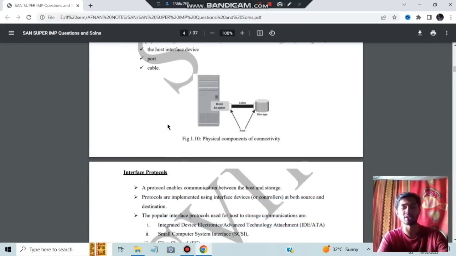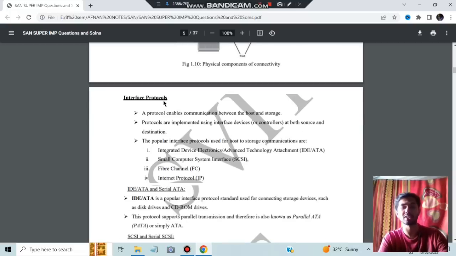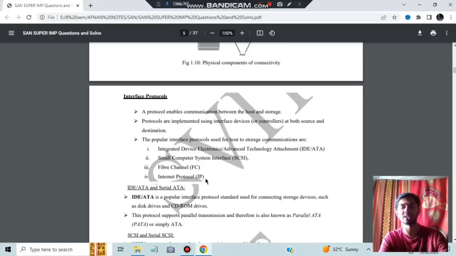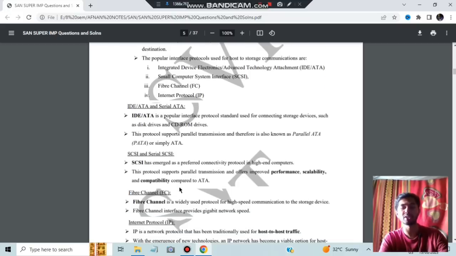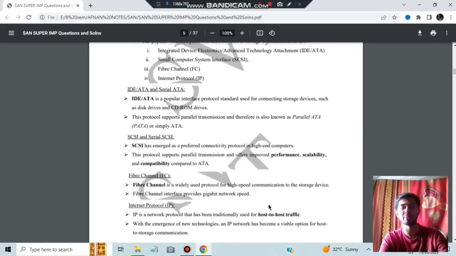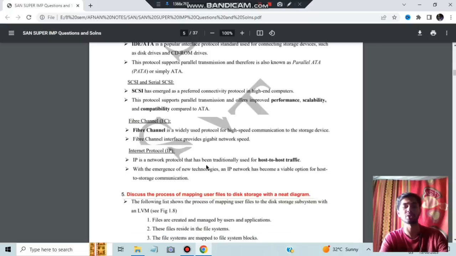Okay, so let's have a look at what that is. In the host interface device, the protocols which are present are Integrated Device Electronics (IDE) or Advanced Technology Attachment (ATA), Small Computer System Interface (SCSI), Fibre Channel (FC), and Internet Protocol (IP). Okay, so these are the different protocols which are used. The key points regarding them, like the performance, scalability, host traffic, and so on, are given here. You can go through it.